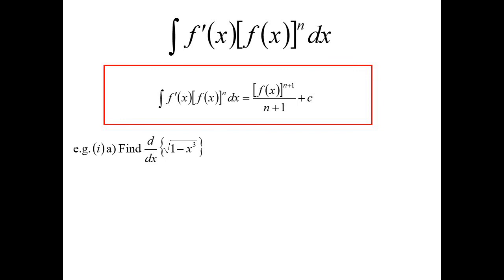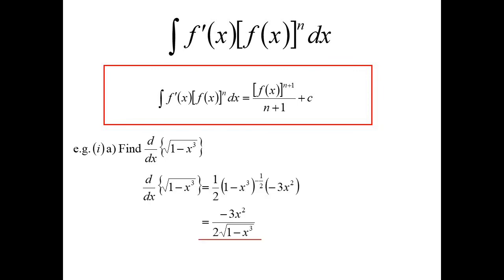Find the derivative of the square root of 1 minus x cubed. Well, all right. We would bring down the power, lower the power, diff the inside, and there it is: minus 3x squared on 2 root 1 minus x cubed. Often you'll see a question like that followed up with that. Hence, go and find this.